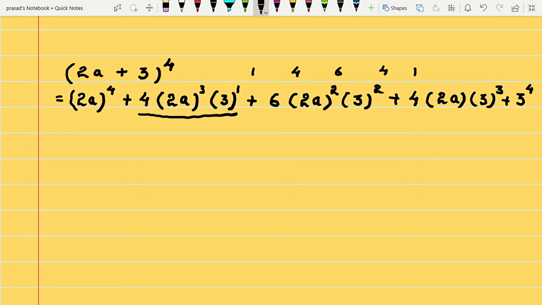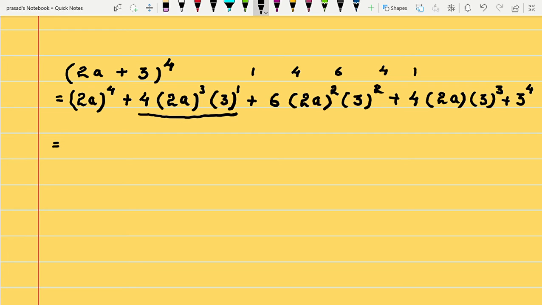Now, and one more thing, when this is expansion in the form a plus b to power 4, there will be 5 terms. So number of terms will be always one more than the power of the bracket. Take for example, if the expansion is in the form a plus b to power 10, there will be 11 terms. Now expand this, 2 to power 4.